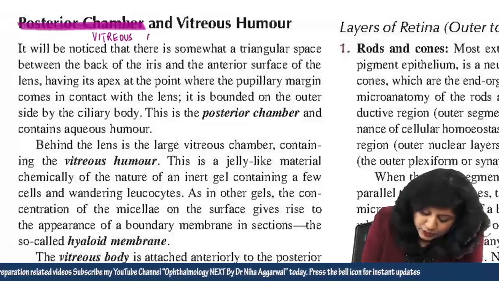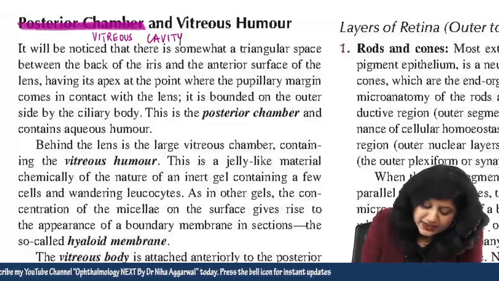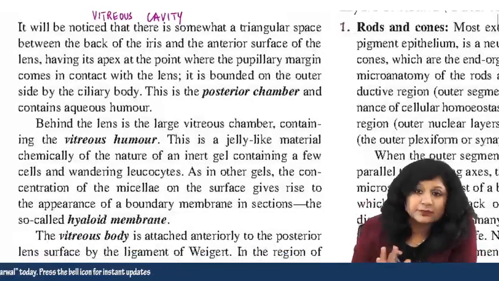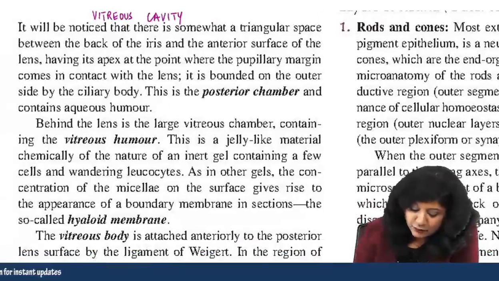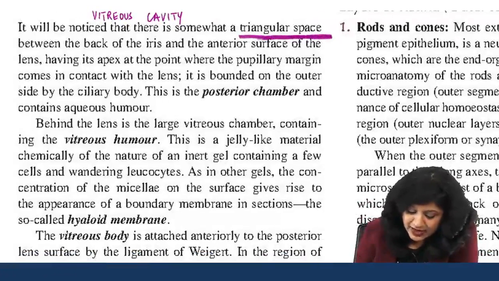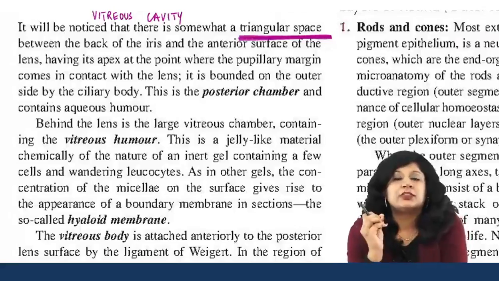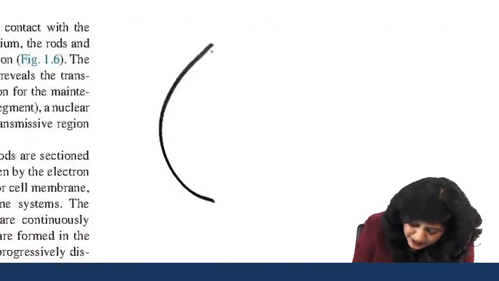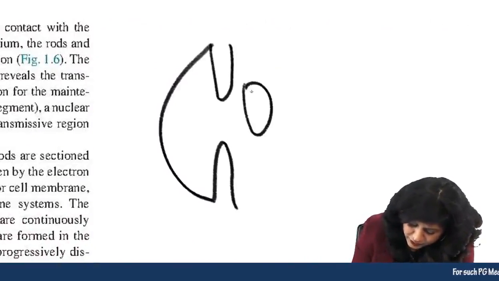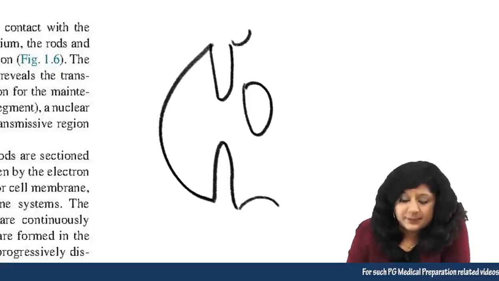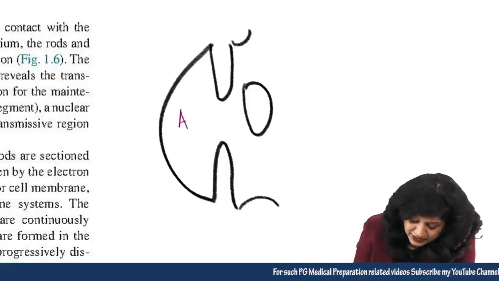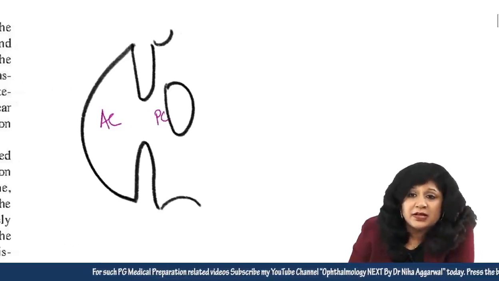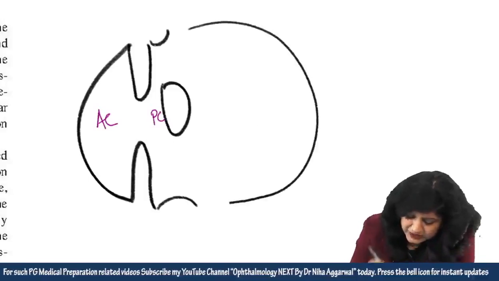Because the posterior chamber is actually present in the anterior segment itself, and that contains the aqueous humor. So I'll use the word vitreous cavity there. It will be noticed that there is a somewhat triangular space between the back of the iris and the anterior surface of the lens. If you remember, it was something like this. This was your iris, this was the lens, this was your ciliary body. This is your anterior segment, having the anterior chamber and the posterior chamber. Now at the back we have this vitreous cavity.